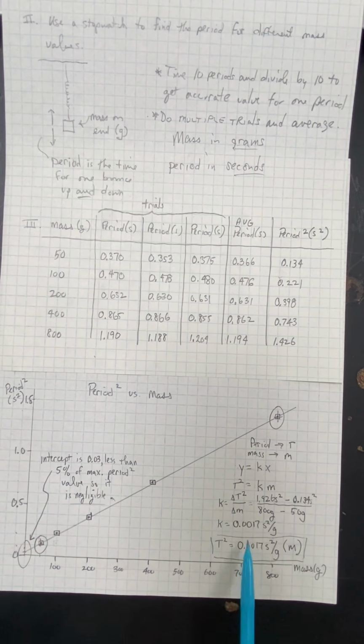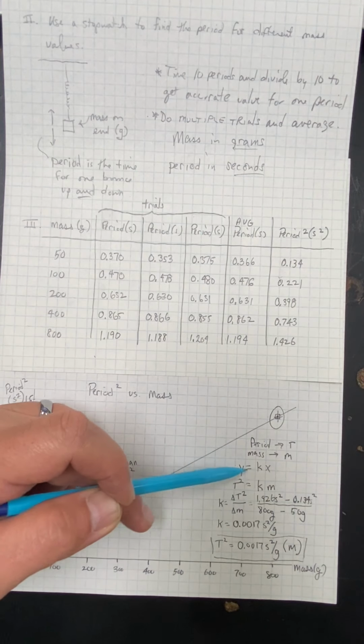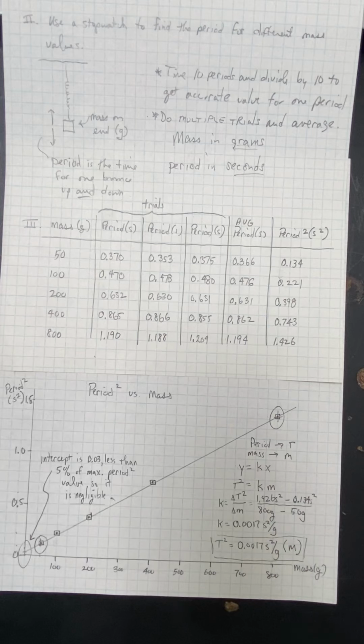So the final equation, plugging my slope that I just found in, is T squared equals the slope times M. And this is simply the equation you get from plugging in the variable names and the slope into this generic equation at the beginning.